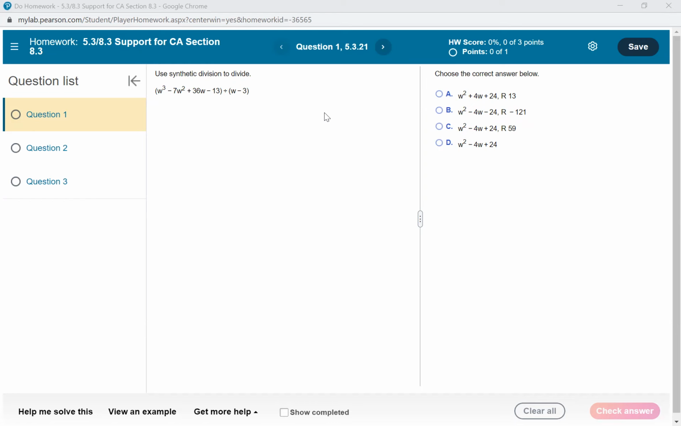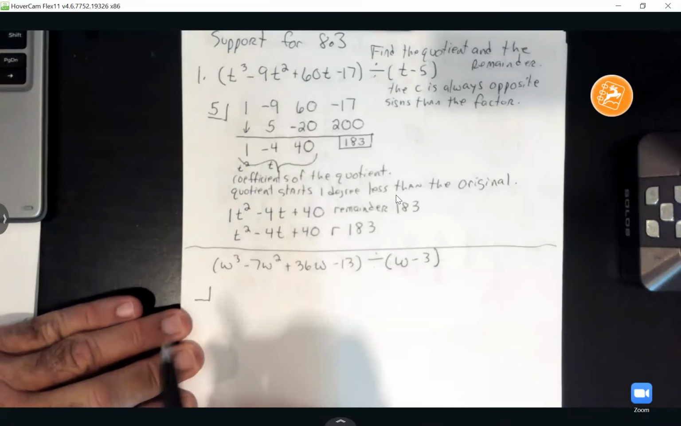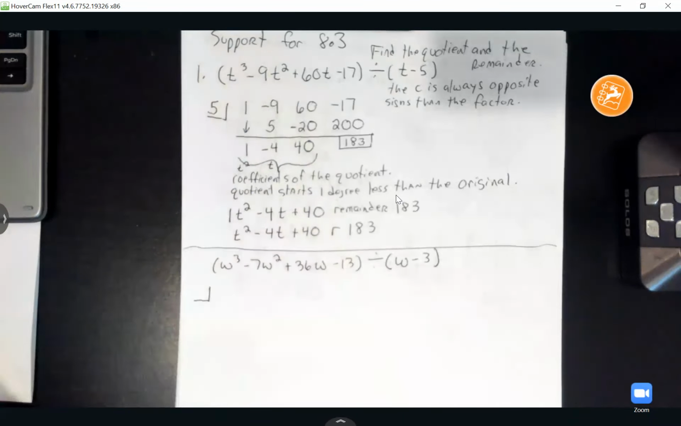So we got W to the third minus 7W squared plus 36W minus 13. We're going to divide that by W minus 3. All right, so I'm going to share my pad so we can work this one out. So the first thing I would ask y'all, I had a question.